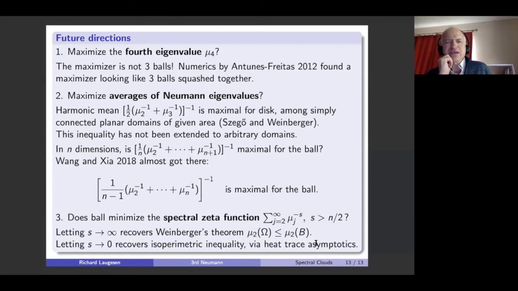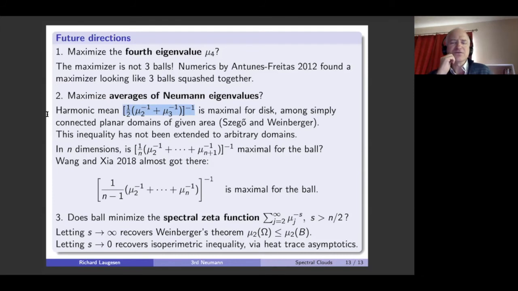Another very interesting and relatively, well, both old and new approach is to maximize averages of Neumann eigenvalues. So averaging makes things better. So what if we take some sort of average of the eigenvalues? Maybe then it's maximal for the disk instead of for 2 disks. And this idea goes back to, well, Szegő's approach, but Weinberger, I think, made the observation that the harmonic mean, that is where you take the average of the reciprocals and then take the reciprocal. So this is your harmonic mean.